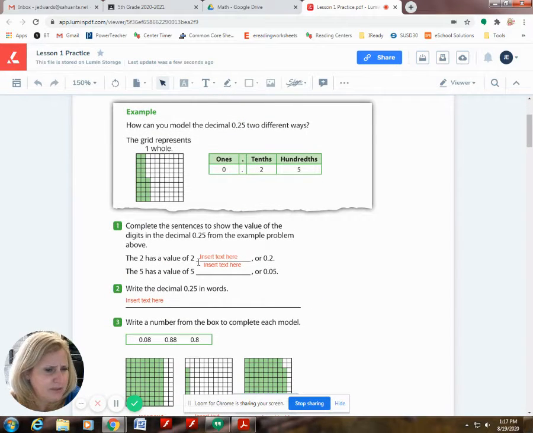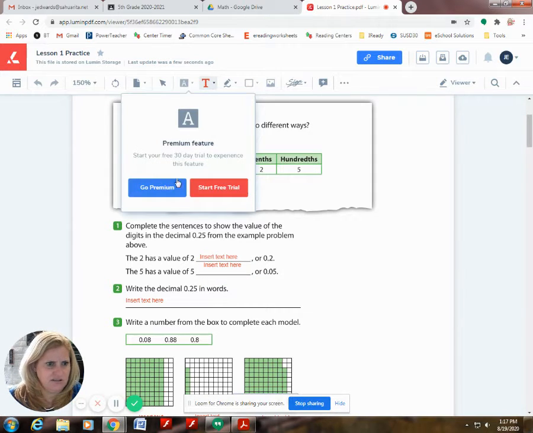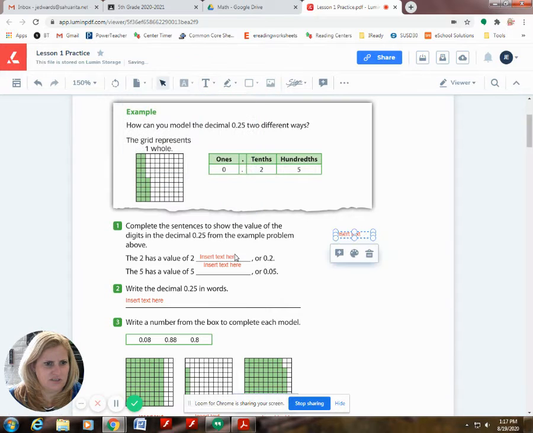So it says complete the sentence to show the value of the digits in the decimal 25 hundredths from the example problem above. The 2 has a value of, so we go back here and we can look at this chart. It has a value of what? It has tenths. All right, let me try this again. Click, put this here. It has the tenths. 2 tenths. And then here, oops, I guess it doesn't like me having that ahead of time. The 5 has a value of 5.